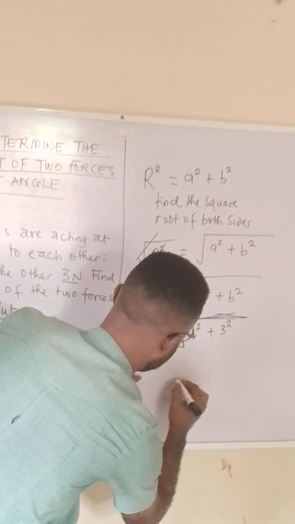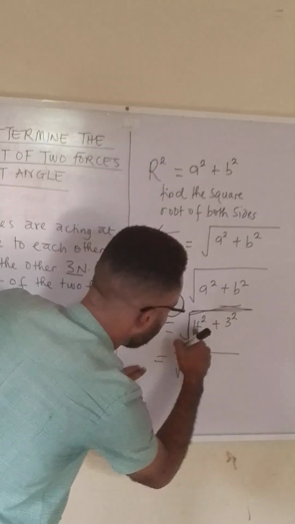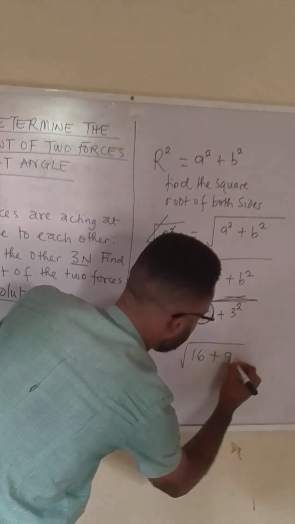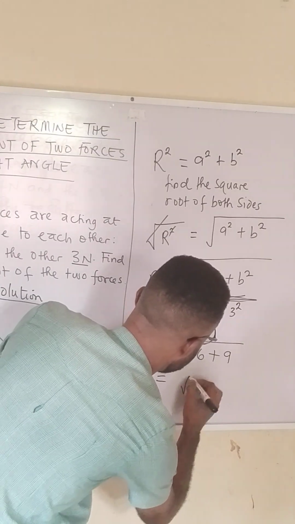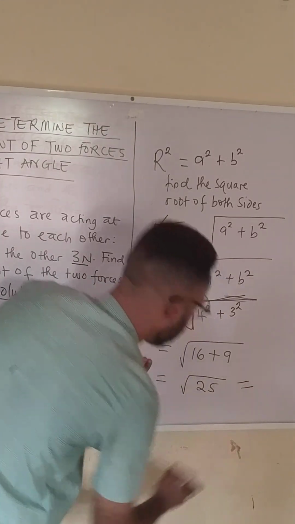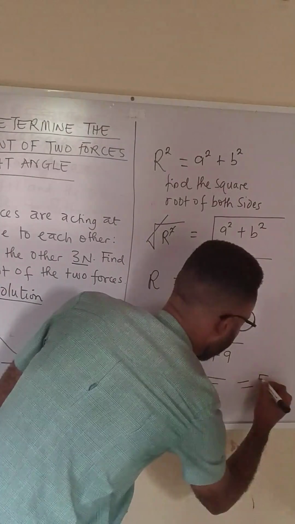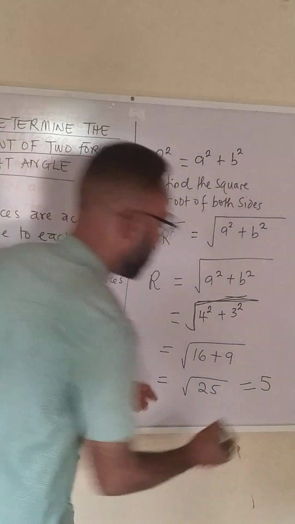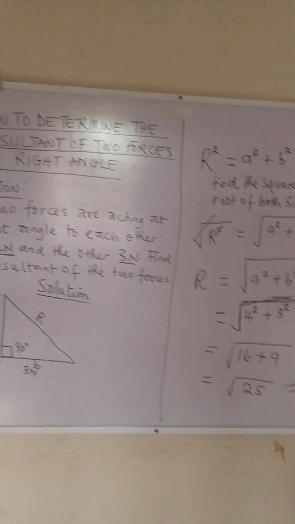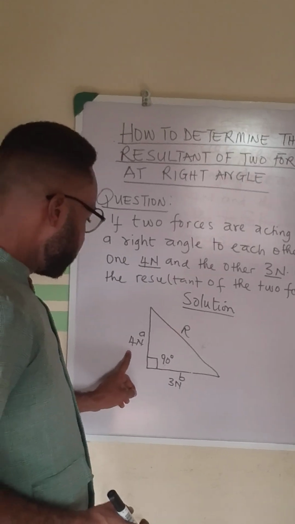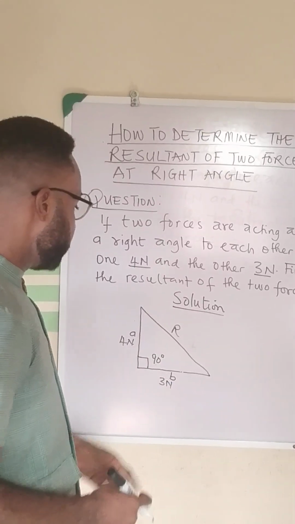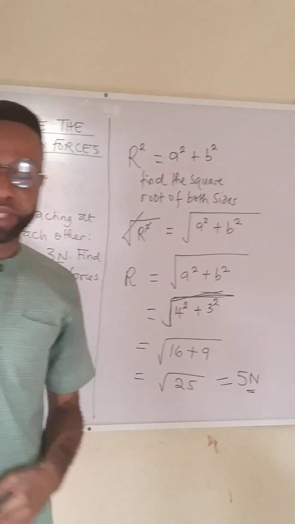So this will be equal to the square root of 4 squared, which is 16, plus 3 squared, which is 9. So this will be equal to the square root of 16 plus 9, which is 25, and the square root of 25 is 5. And so since we are dealing with forces, we add Newton to it. So what this implies is that the resultant of this force and this force at right angle, that is at 90 degrees, is 5 Newton. Thank you.